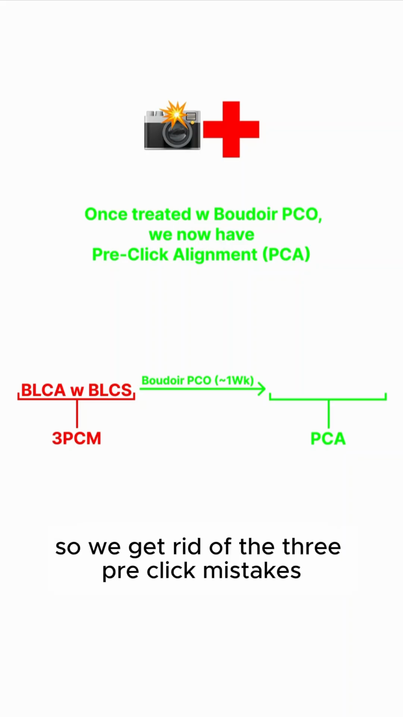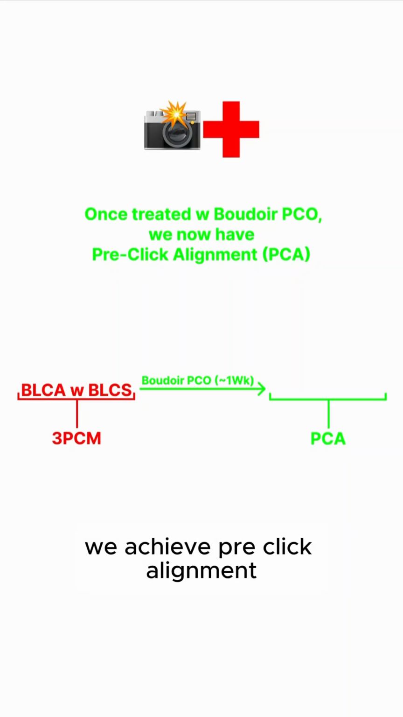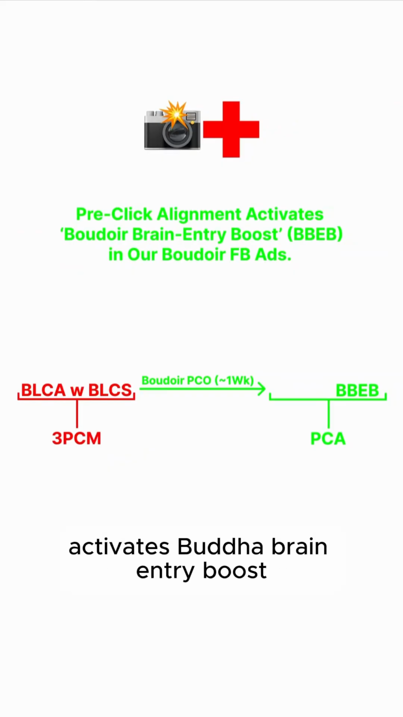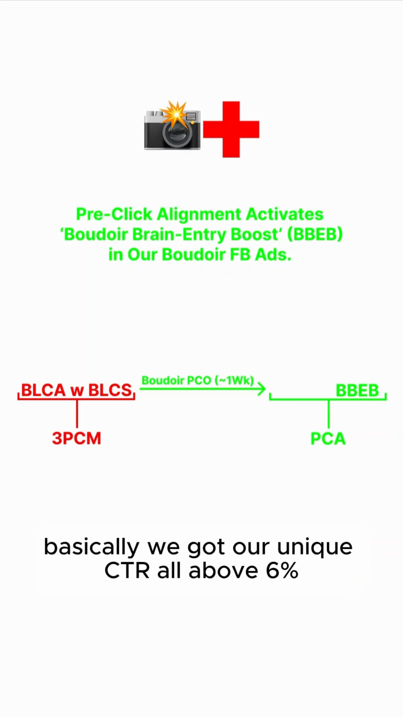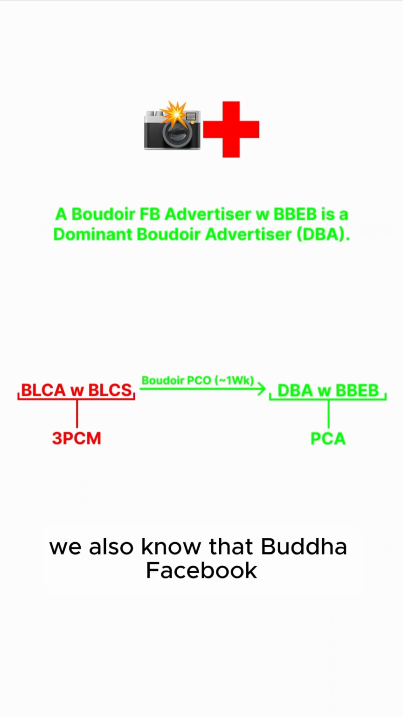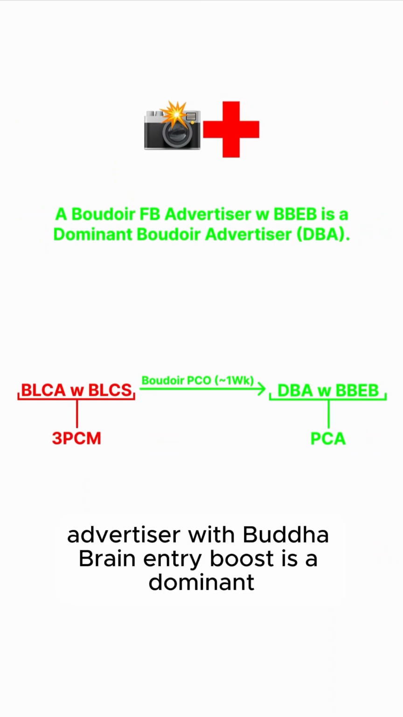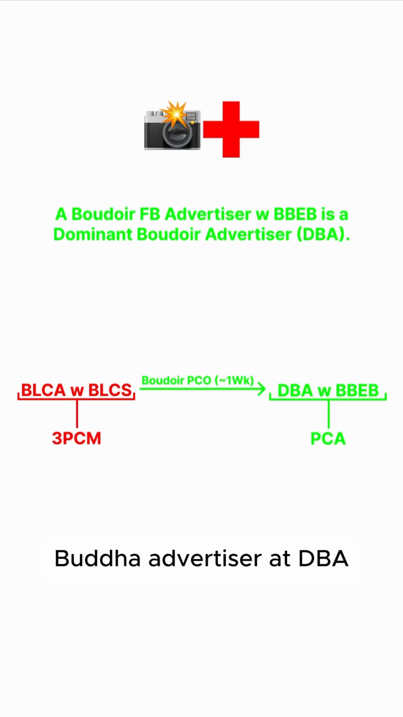So we get rid of the 3 pre-click mistakes. We achieve pre-click alignment, and pre-click alignment activates Boudoir brain entry boost in our Boudoir Facebook ads. Basically, we get our unique CTR above 6%. We also know that a Boudoir Facebook advertiser with Boudoir brain entry boost is a dominant Boudoir advertiser, a DBA. So this is our full universe.